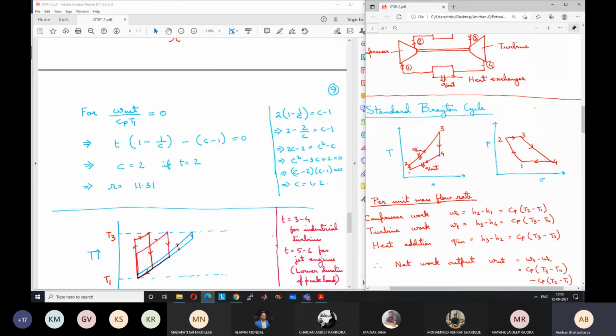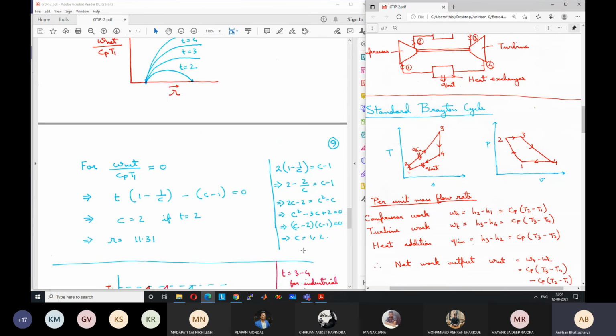So if the inlet temperature is low, even for high T value, the maximum temperature is still not very high, because this gives the temperature ratio, right? So if the inlet temperature is 220 Kelvin, for T equal to 5, you have 1100 Kelvin maximum temperature. But if the inlet temperature is 300 Kelvin, for T equal to 4 itself, you get 1200 Kelvin. Okay. So as a result, industrial turbines have low T and jet engines have a higher value of T.